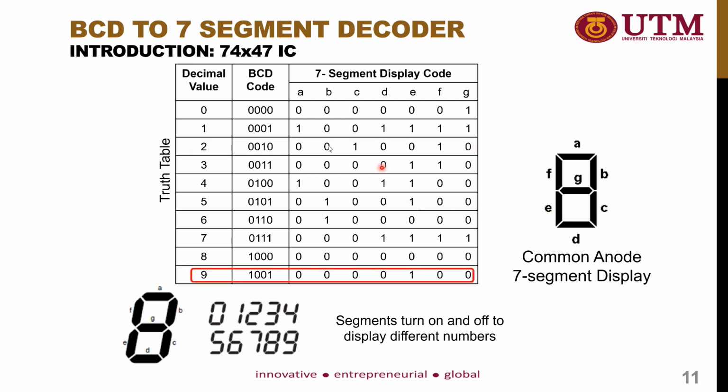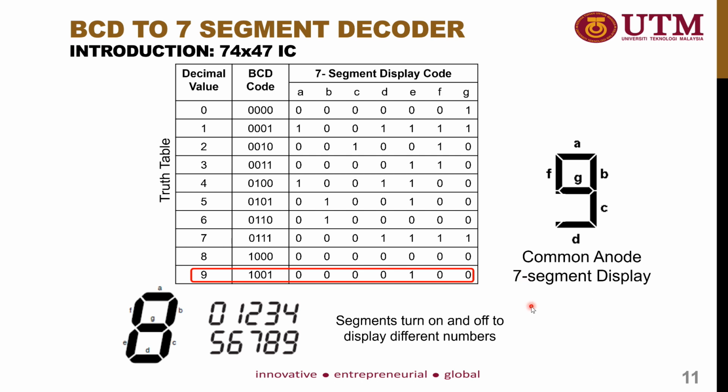So this, what we call a cycle, continues until it reaches number 9. When the BCD code is 1001, we convert it into decimal, we will get the number 9. For the 7 segment display code, all the segments are switched on except segment E. So the letter E will be switched off because we give it 1, and then it will become number 9.